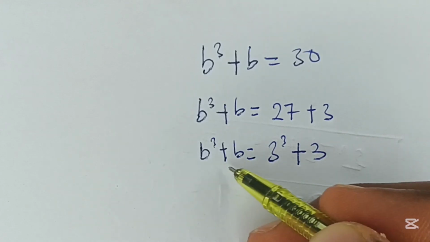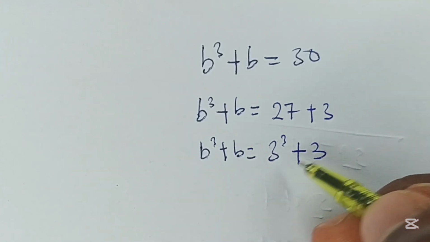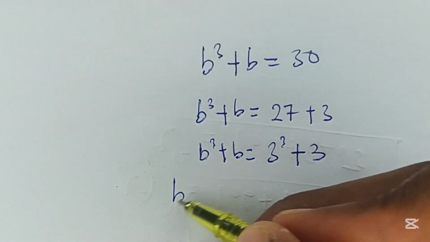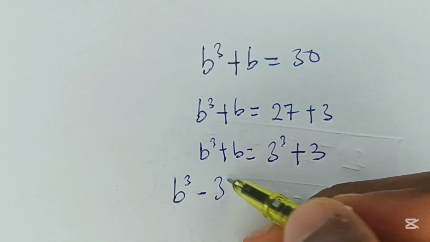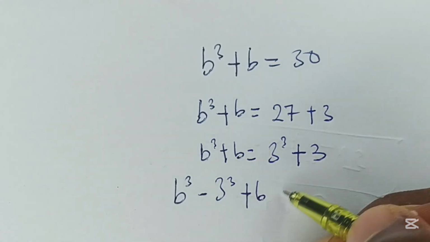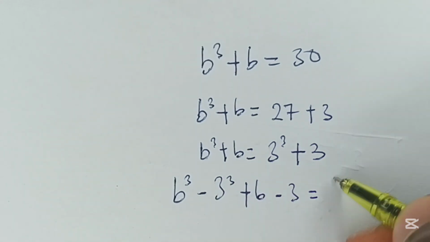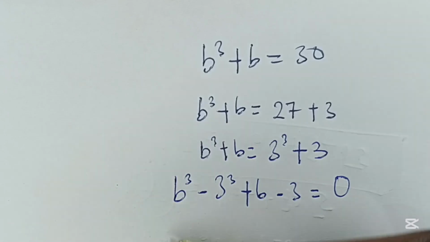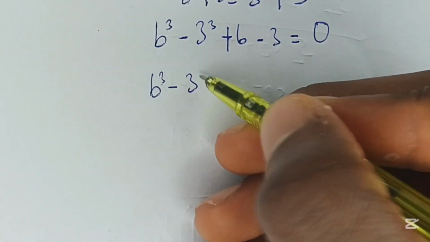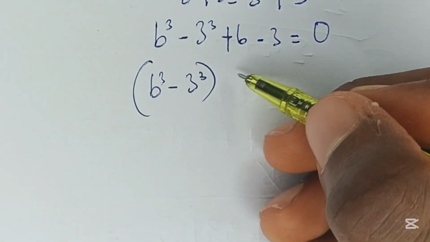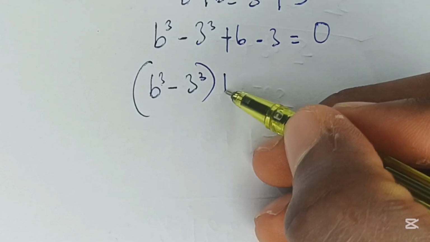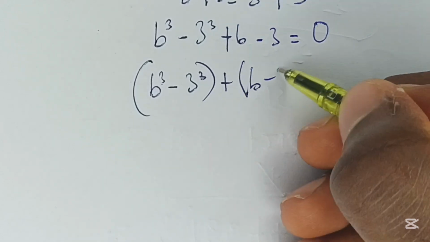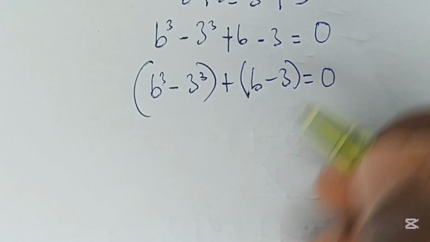So subtracting 3 raised to power 3 plus 3 from both sides, you have b cubed minus 3 raised to power 3 plus b minus 3 is equal to 0. Let's group. We have b cubed minus 3 raised to the power of 3, plus b minus 3 is equal to 0.